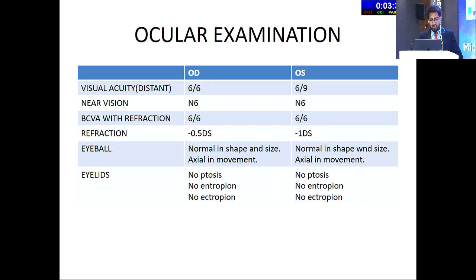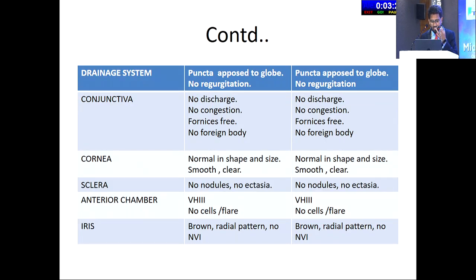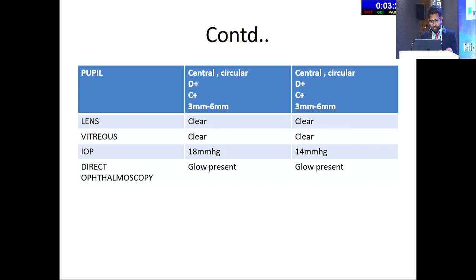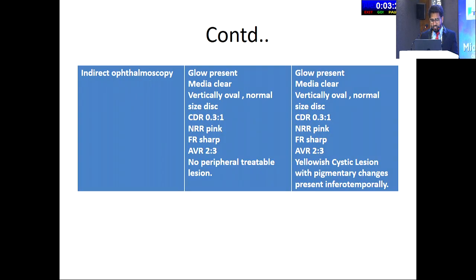On ocular examination, visual acuity is 6/6 in the right eye and 6/9 in the left eye, with anterior segment within normal limits. On fundus examination, the right eye is within normal limits, and the left eye shows cup disc ratio is normal, that is 0.3:1, NRR pink, FR sharp, AVR 2:3.